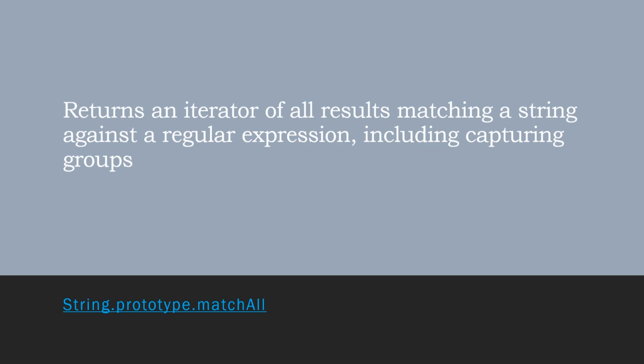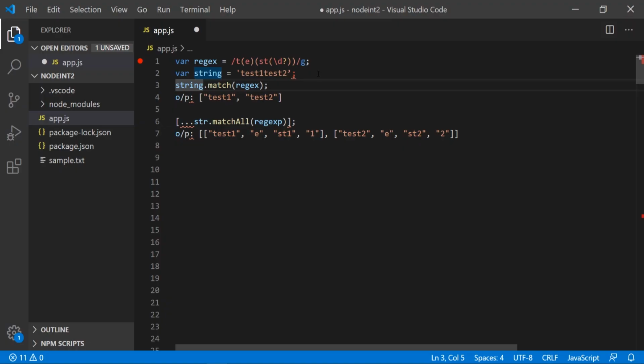String.prototype.matchAll returns all the matching strings against a regular expression, including its capturing groups. So if we take an example string, test1 test2, and have a regex, regexes are always a little bit complicated, and I am also not so confident in regex, but this is a little bit simpler. Here it is a group: it should start with test, have E in between, then st, and end with a digit.